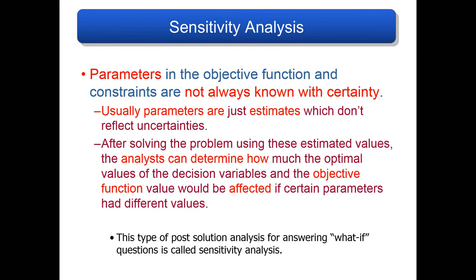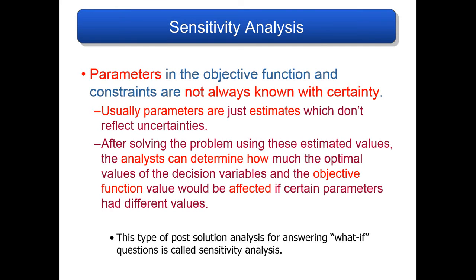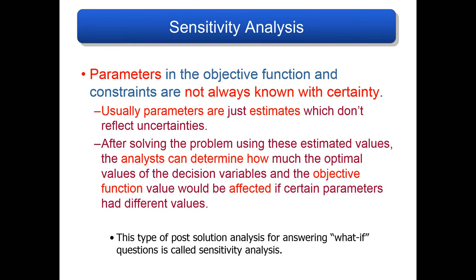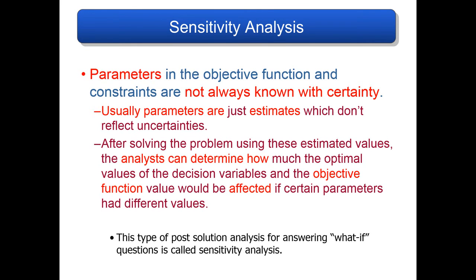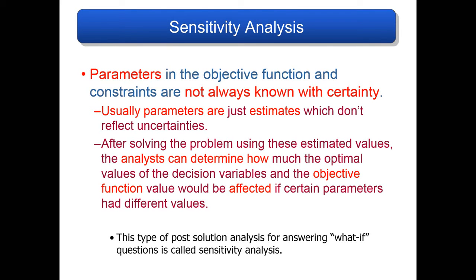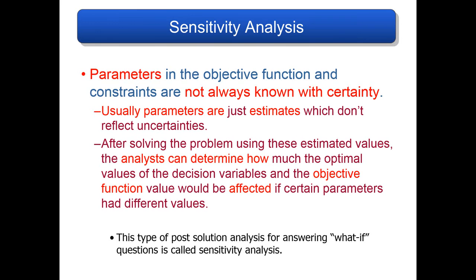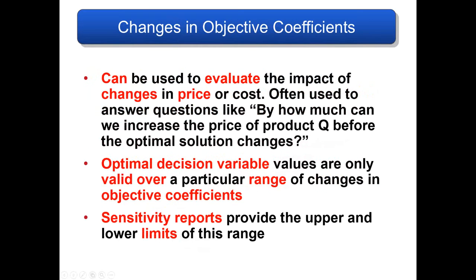it's important to recognize that when we put parameters in our objective function, they're not always known with certainty. Usually they're just estimates, and those estimates don't reflect the degree of uncertainty. So after solving the problem, we can use these estimated values and determine how much those decision variables in the objective function would be affected if some of those parameters are changed, or we would do what's called a what-if analysis.